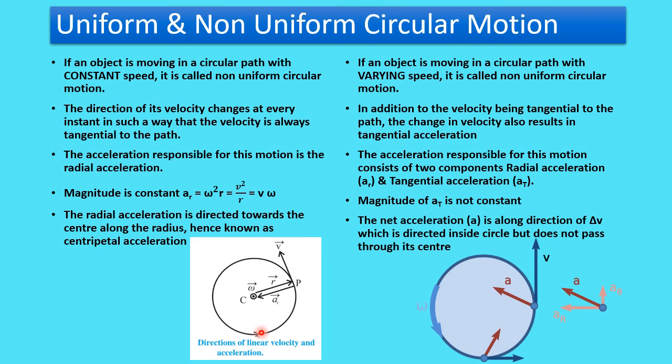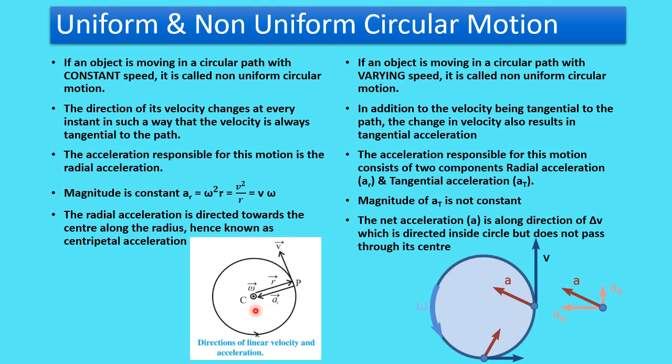So the acceleration responsible for uniform circular motion is called radial acceleration. Why is it called radial acceleration? Because this acceleration is always acting towards the center of the circle along the radius. That is why it is called radial acceleration.